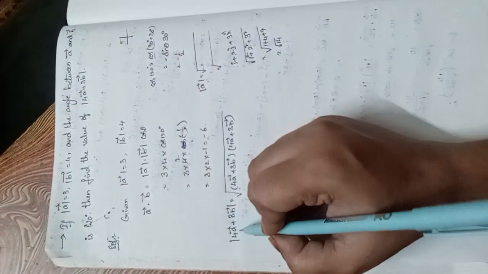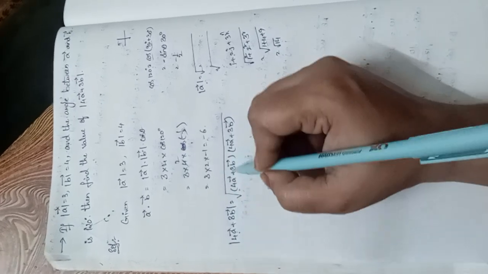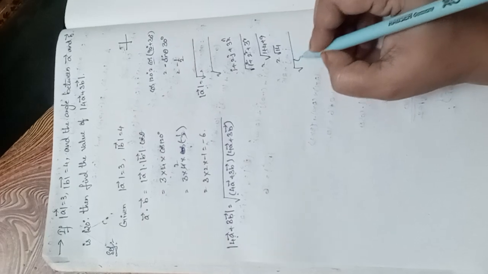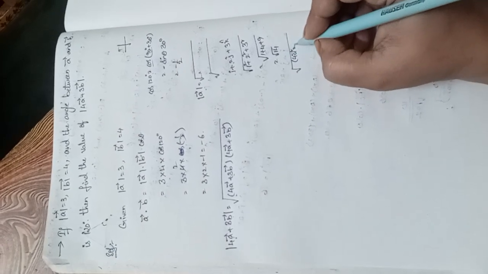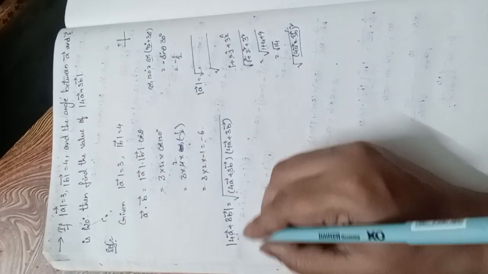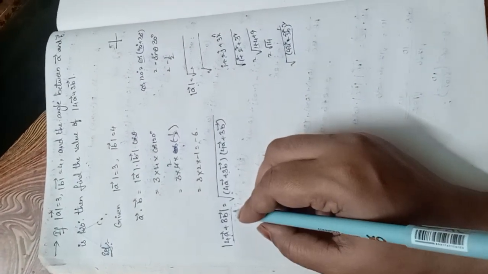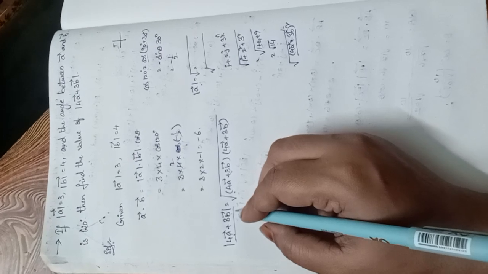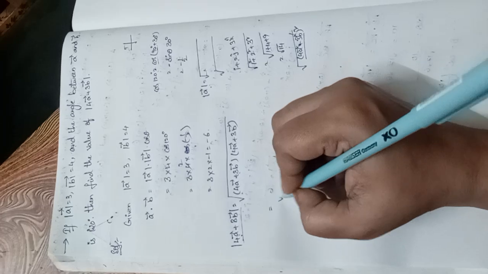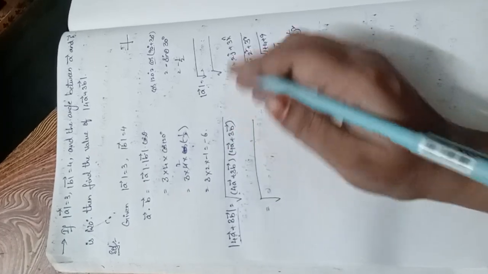But here it is asked the magnitude of this. So if you multiply these two, you will get root of 4 vector A plus 3 vector B whole squared. Then the root and square cancel and you get the same thing, which is to be found. Okay, so for this, what can we do? A plus B into A plus B.